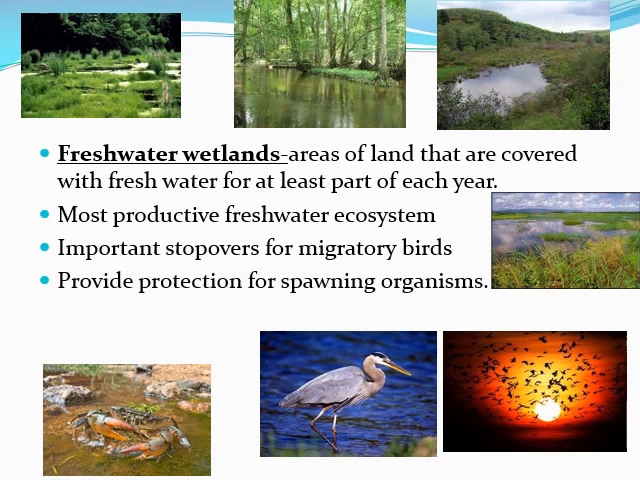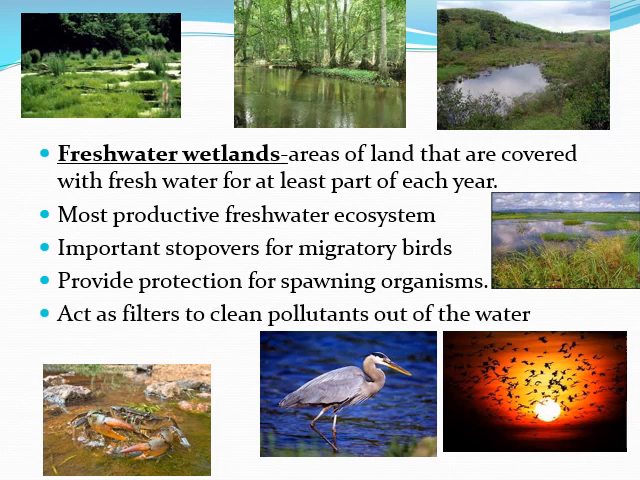These areas provide protection for spawning organisms, for organisms that are reproducing. So once again, a big area of reproduction for different organisms. These areas also act as filters and clean pollutants out of the water. You have all of this plant life and rock and land that exists in this water, and as the water is moving through, it gets cleaned, it gets filtered. So wetlands are very important for doing that.